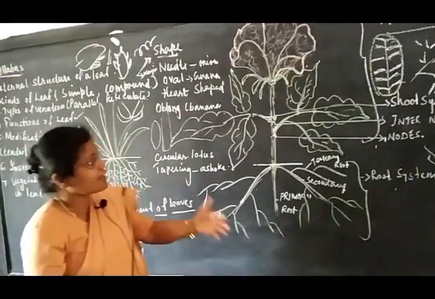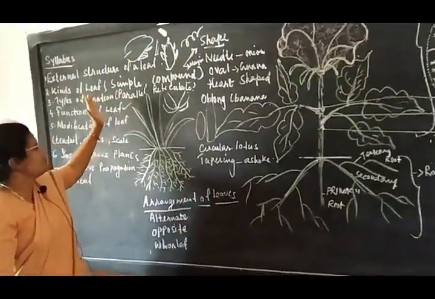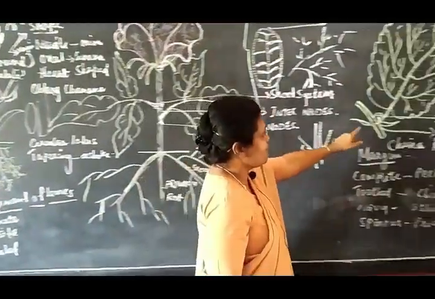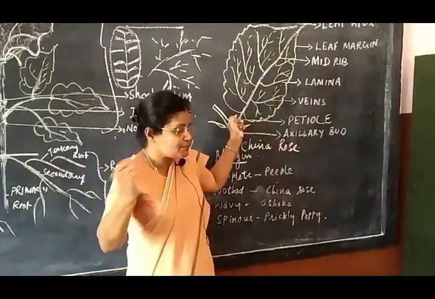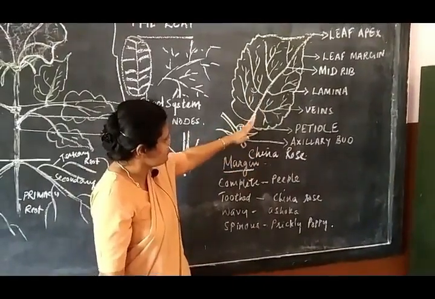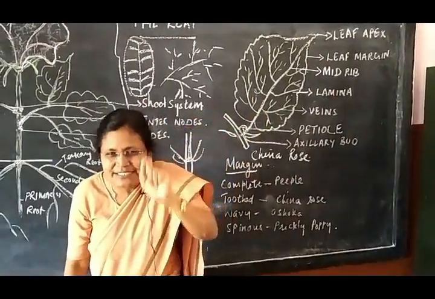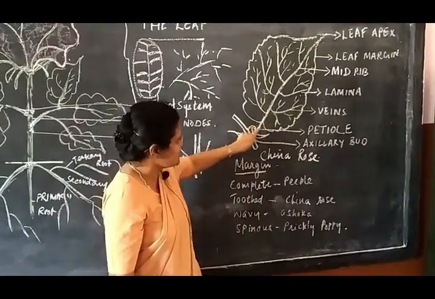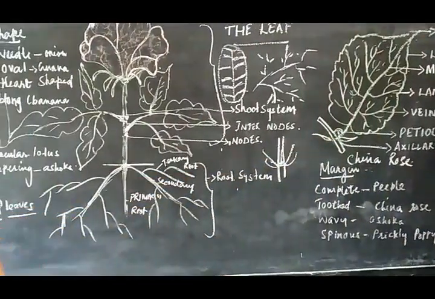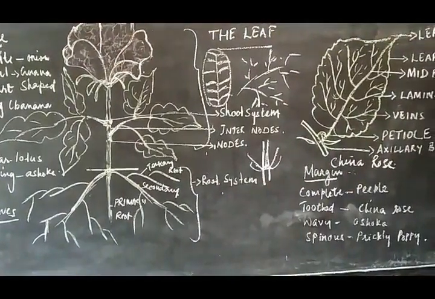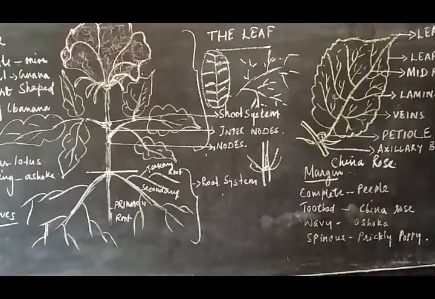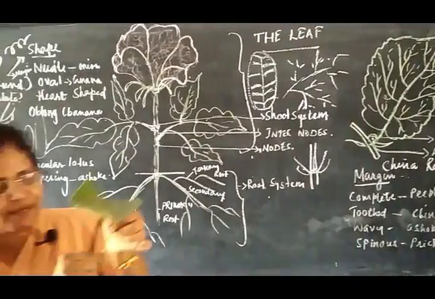Then we came to the leaf. In the leaf we learned about the external structure of the leaf, that is, the leaf has got a bud called the axillary bud, from which the branches arise. Then you have the different parts of the leaf. The stalk of a leaf, the stick-like structure, is called the petiole.